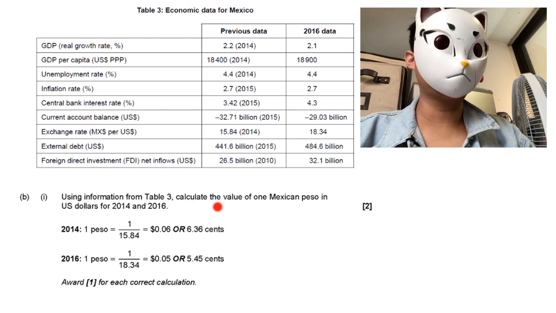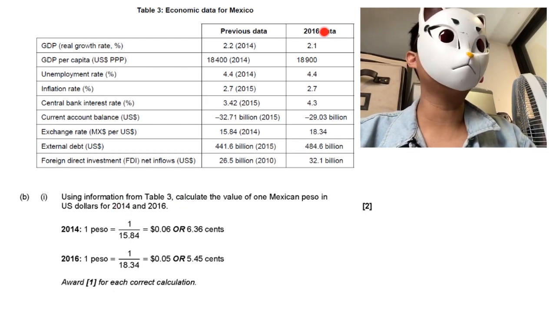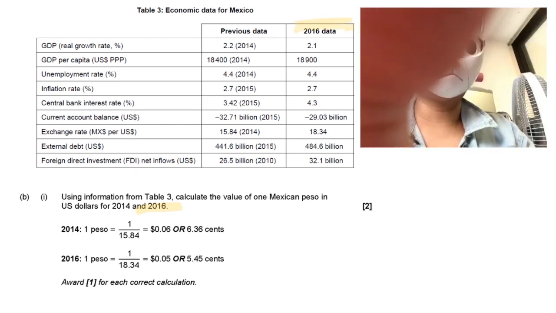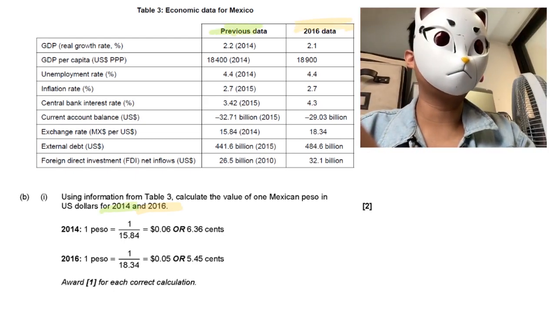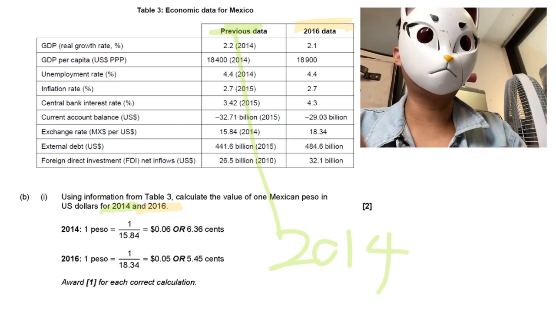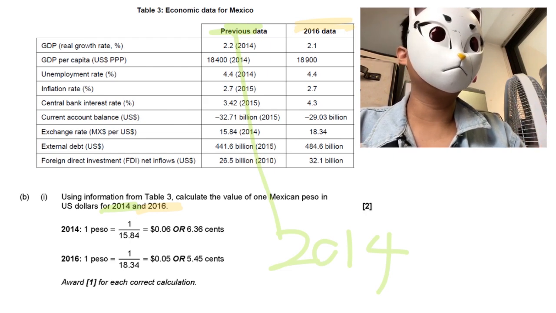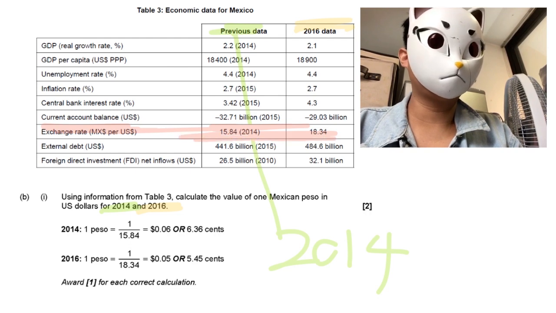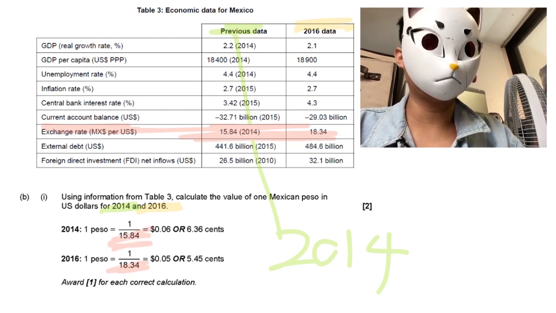This question is quite straightforward. You have to compile the 2016 data, so here you go, the 2016 data. And also you have to compare with the 2014 data, this one is the 2014 data. I would say this question is very straightforward. What you need to do is grab the value here, the exchange rate, then do the reciprocal and you get the answer.